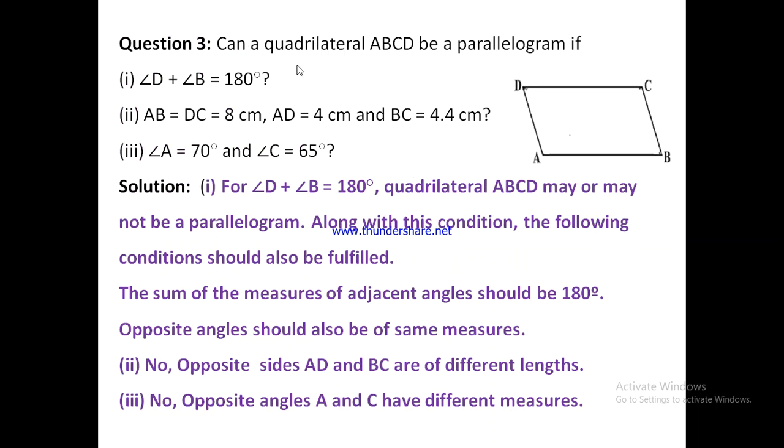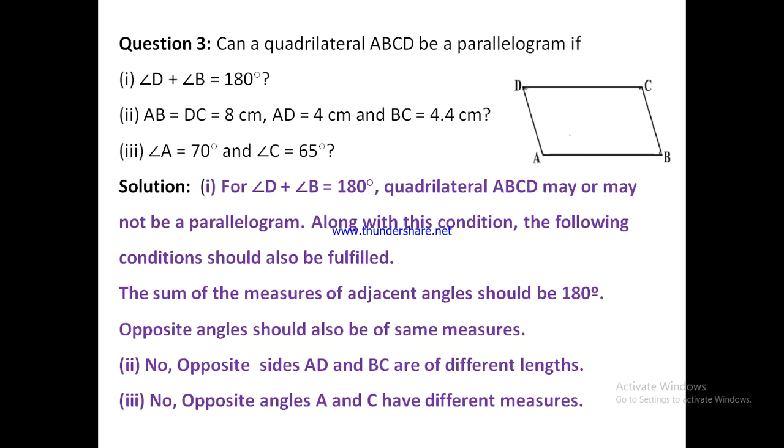Now we have question number 3. Can a quadrilateral ABCD be a parallelogram if angle D plus angle B is equal to 180 degree? Okay, this figure is not given in the question. It is for our consideration. So we can see that angle D and angle B are opposite angles. Okay, they may be 180 degree, may not be 180 degree.